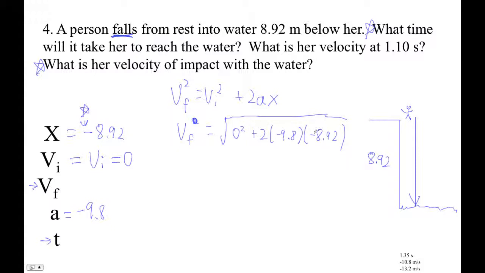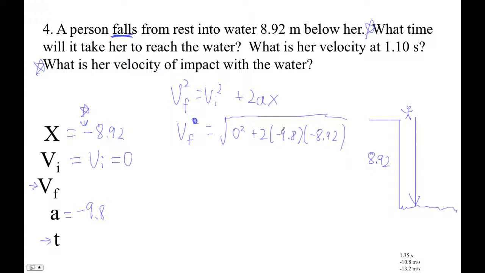Notice that the minus there and the minus there make that a positive number. We can now take the square root of it. So I go square root left paren of 2 times negative 9.8 times negative 8.92. We've got a syntax error. What did I do? Oh, I see what it is. I put a decimal point in there where it shouldn't be. Okay, now we're good.